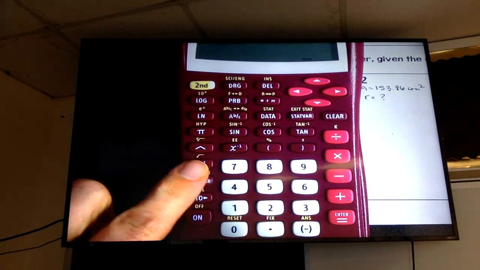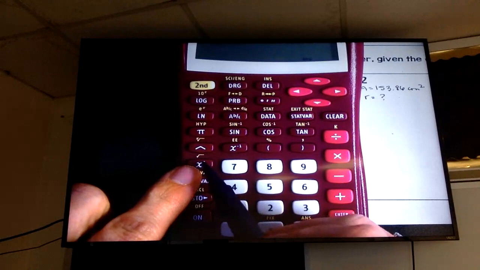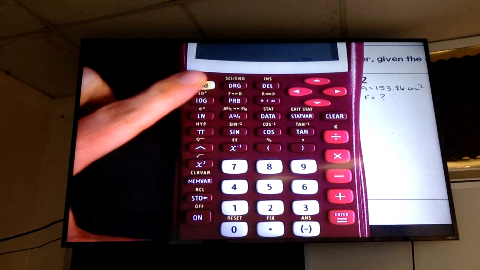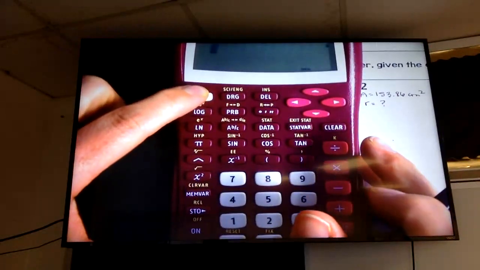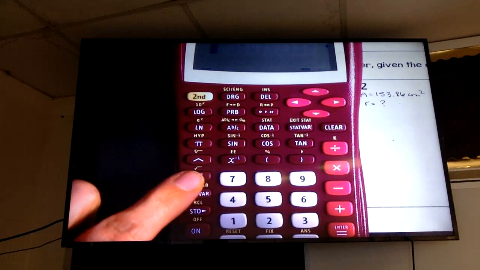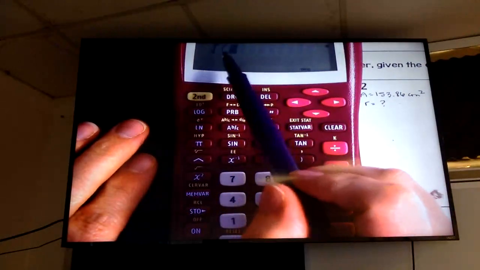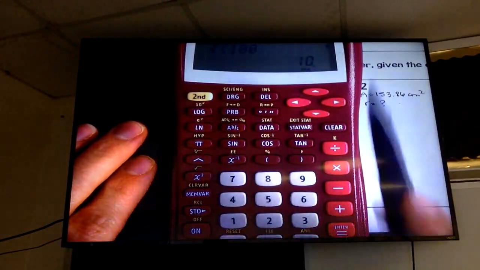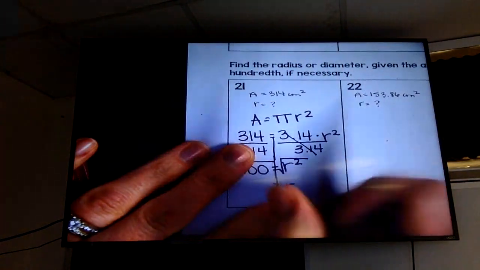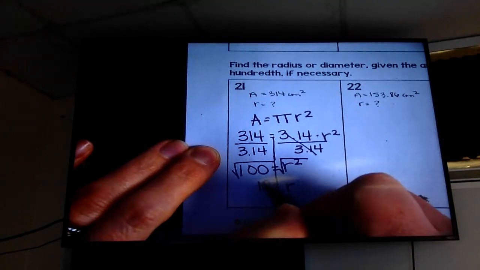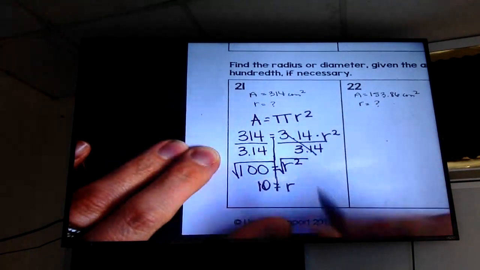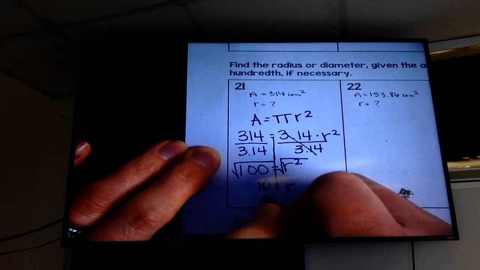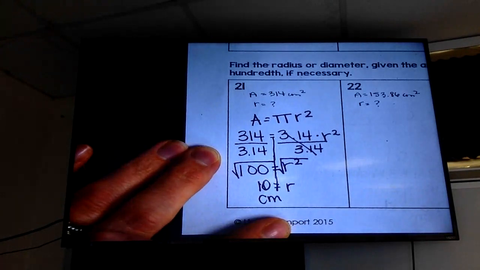Here's my calculator, and here's my square key. And right above it, you can see the square root. So I'm going to hit second, square key, and the square root symbol comes up. Then I'm just going to type in 100 and enter. I find out that the square root of 100 is 10. So I know the radius is 10, and that's what it's asking me to find. So that's my answer, 10 centimeters.